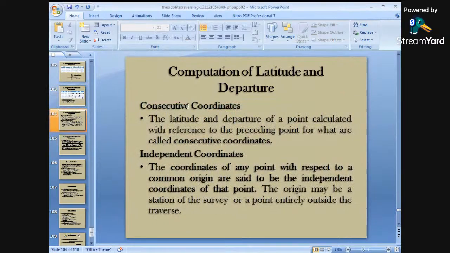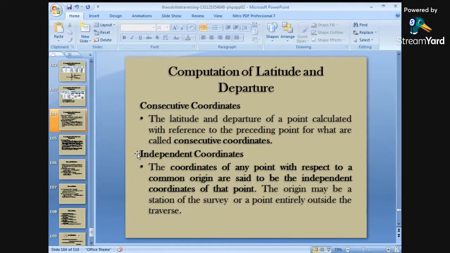After that, there is coordinates. You need to convert these coordinates while drawing your traverse. One is called a consecutive coordinate, and one is your independent coordinate. The latitude and the departure of a point calculated with reference to the preceding point. So if you are finding out the latitude and departure of the point with the help of the preceding point, then that type of coordinate is called the consecutive coordinates.